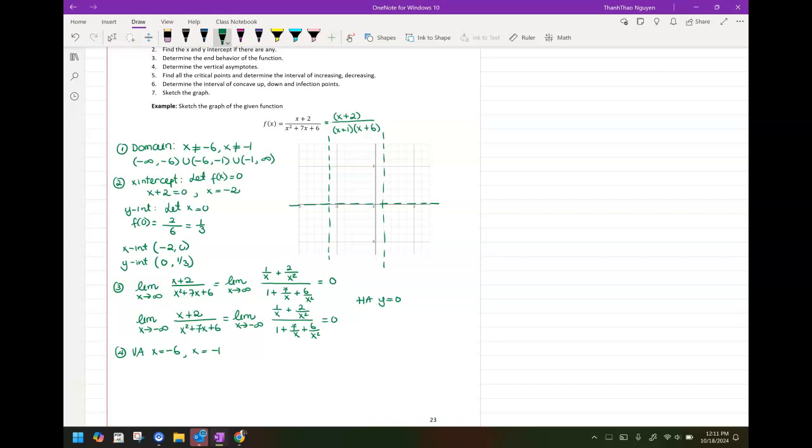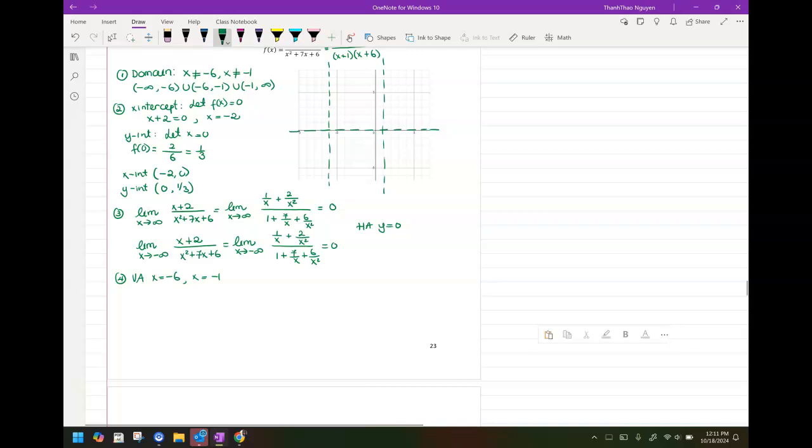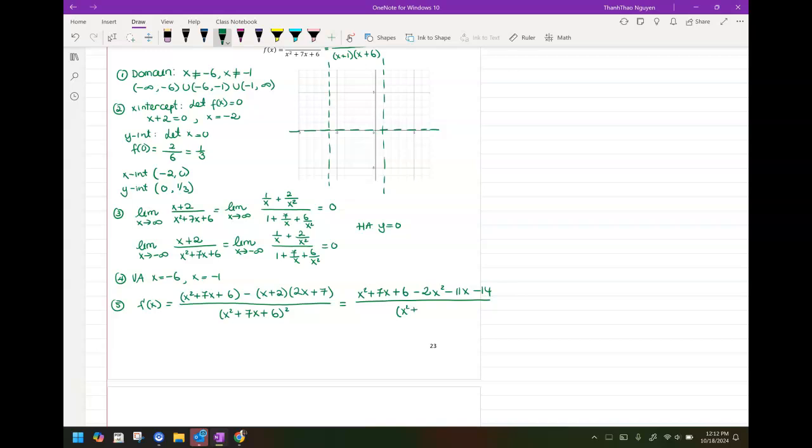Next, we would find all the critical points and determine the intervals of increasing and decreasing. So to find the critical values, we take the derivative of f of x. So then f prime of x is equal to, here we use the quotient rule, x squared plus 7x plus 6 minus x plus 2 times 2x plus 7, divided by x squared plus 7x plus 6 squared. We expand this out and simplify the numerator.